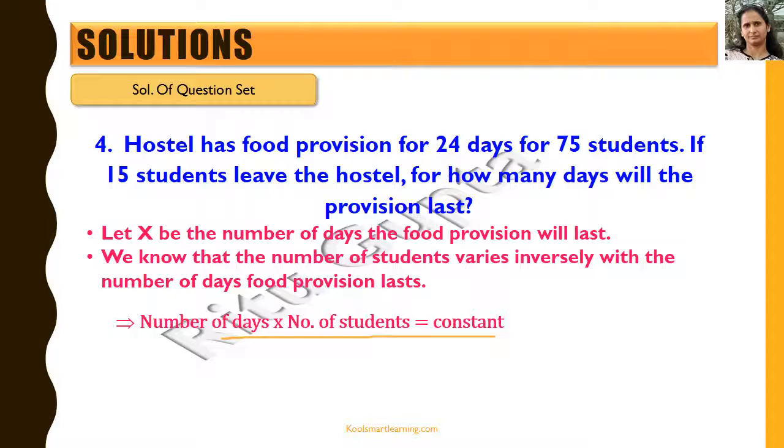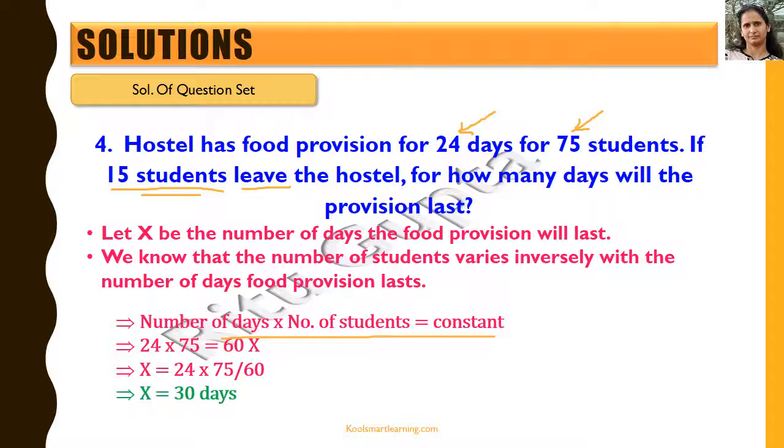So when we have 75 students, it takes 24 days to finish the provision. So we'd say 24 multiplied by 75 is equal to, the number of students now is 60 because 15 students leave the hostel, so we have 60 into x. So that gives us x is equal to 24 into 75 by 60, and that comes out to be 30 days.